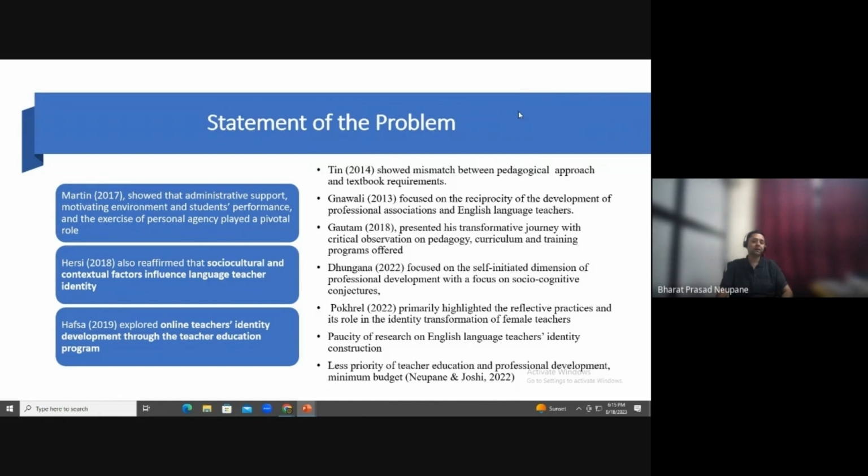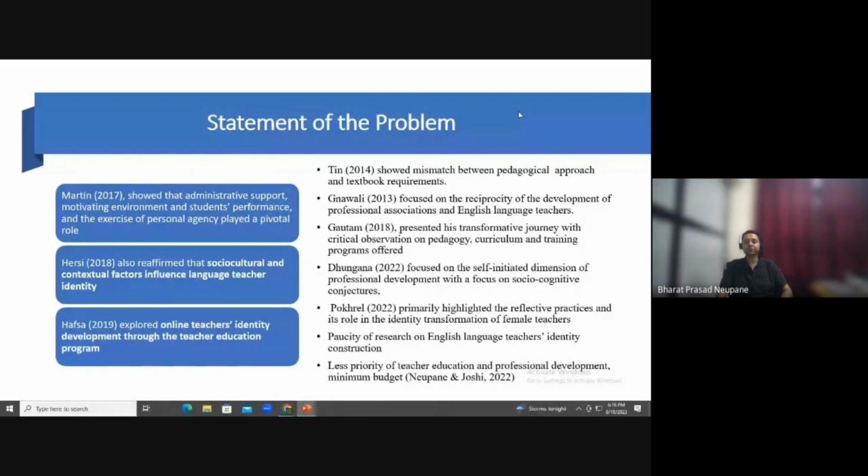Whereas Hersey has explored the sociocultural and contextual factors influencing language teacher identity. And Hafsa 2019, who is from Bangladesh, has explored online teachers' identity development through the teacher education program. So mainly the focus is on the influence of teacher education programs, the practicum, right? And different training programs that influence identity construction in most of the literature written in Western context. And in Nepali context, the focus is on the transformative journey with critical observation on pedagogy, curriculum, and training programs offered, whereas Gautam explored the transformative journey and how the construction of identity was influenced by curriculum and training programs.